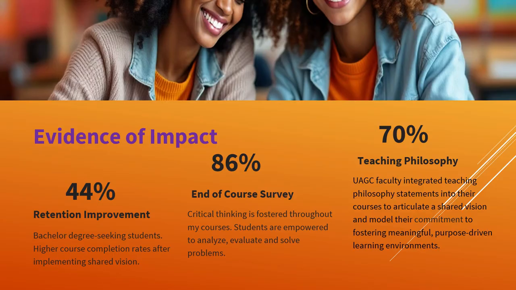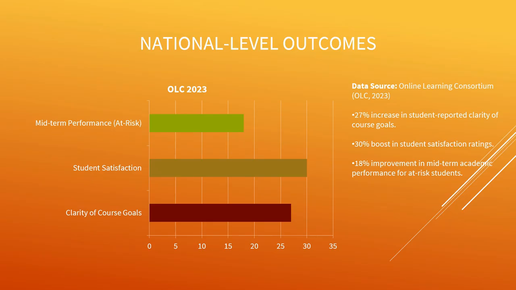Evidence of impact. At UAGC, implementing shared vision strategies has led to 44% retention improvement for bachelor-seeking students. 86% of students report enhanced critical thinking. 70% of faculty now integrate teaching philosophy statements that reflect a shared vision.